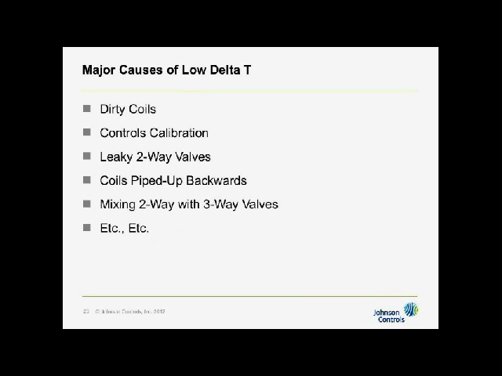Now let's see what causes that to happen. First, we could have dirty coils, and I'll go in a little more detail on that particular one. We could have our controls out of calibration. We could have leaky two-way valves. Coils could be piped up backwards. We could have mixing of 2- and 3-way valves in the same system. There's probably 10 different causes of low delta T, but these 5 are the most prevalent and usually the largest, of which the dirty coils is probably the worst offender.